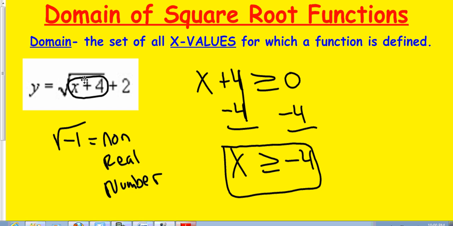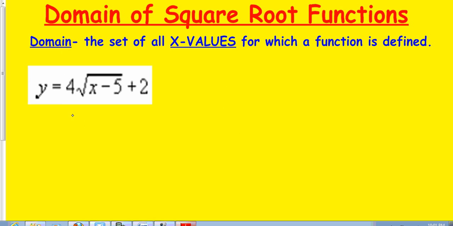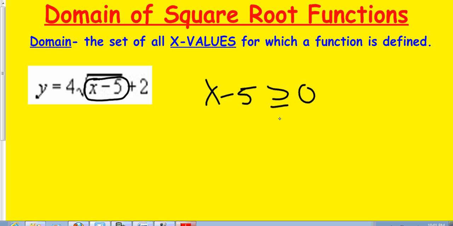So once again, we can only take the square root of positive numbers. So we want all of the x values that are going to give us positive numbers below the square root. So let's say we had 4 square root of x minus 5, plus 2. Again, under the square root, we want positive numbers. We can ensure that by setting this greater than or equal to 0. So we want x minus 5, the terms under the square root, to be greater than or equal to 0.